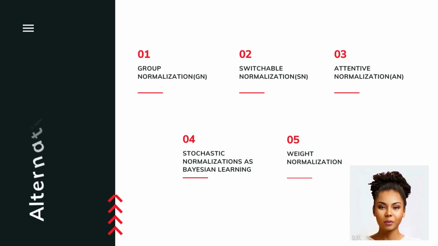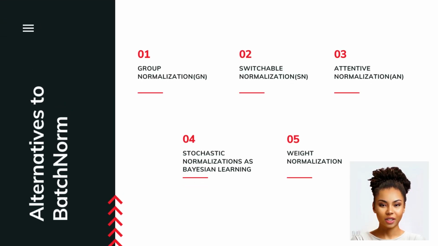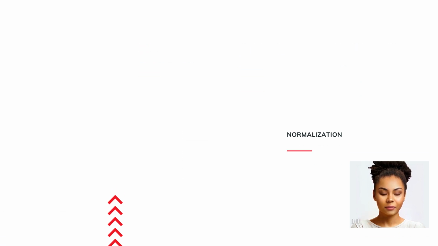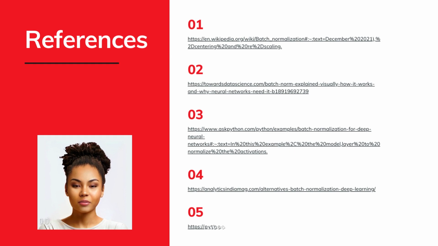Here is a list of some alternatives to batch normalization: group normalization, GN. Switchable normalization, SN. Attentive normalization, AN. Stochastic normalizations as Bayesian learning. Weight normalization. These references offer a wealth of knowledge and insights for those eager to delve deeper into the world of batch normalization and its applications.